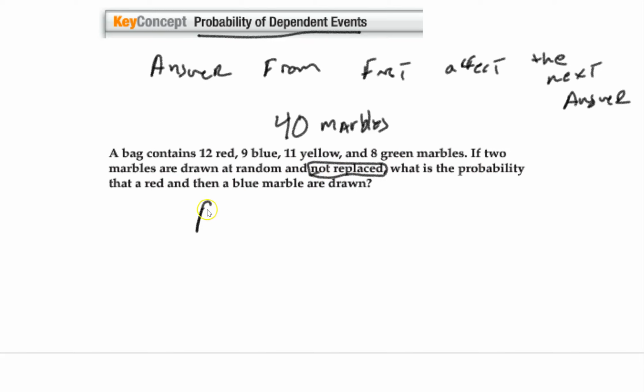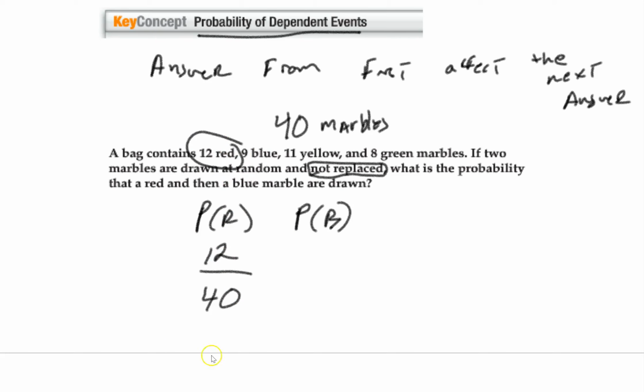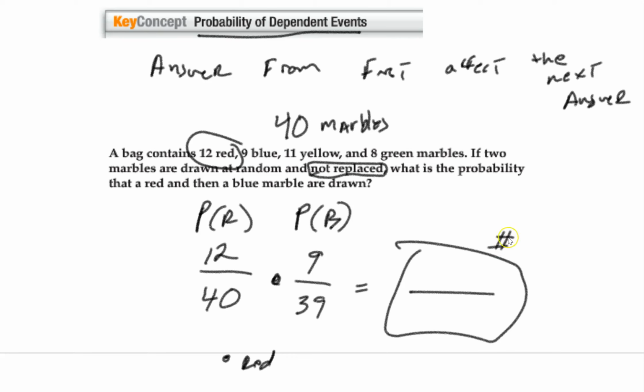So let's do this. We want to do red first. Probability red, and then probability blue. Now when I first pick out, we have 40 marbles in there, and I want to try to get a red marble. Well, there's 12 red. That's the first time. So I got my red marble. Now the second time, remember we're not putting this marble back. Now there's only 39 marbles left because I took a red out. They want to know the probability of getting blue. Well, how many blue are there left? There's still 9. I didn't pick a blue out yet, so there's still 9 blue marbles there. We multiply those together, and you get some number. That's the answer. That's dependent events.